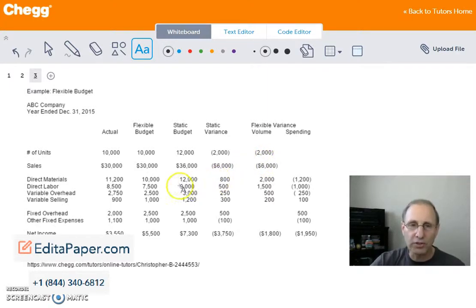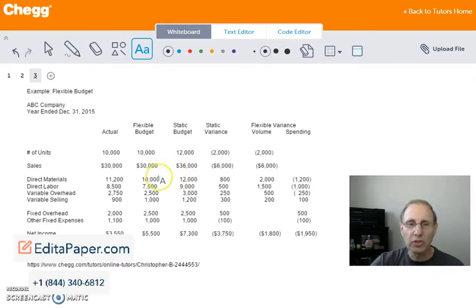Now, when we get into our costs, we're comparing $11,200 in actual direct material expense versus our original budget of $12,000. And what we see is a favorable variance of $800. But the question is, what gave rise to that variance? How much of it is attributable to the volume drop, and how much of it is attributable to better cost control? So to come up with the volume variance, we merely compare the flexible budget, which we've adjusted for the new volume, to the original budget.